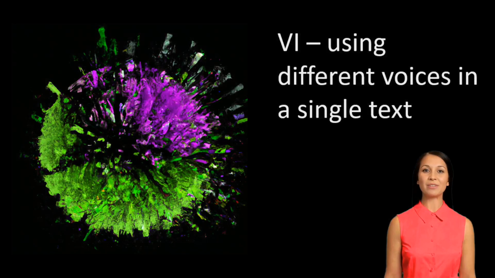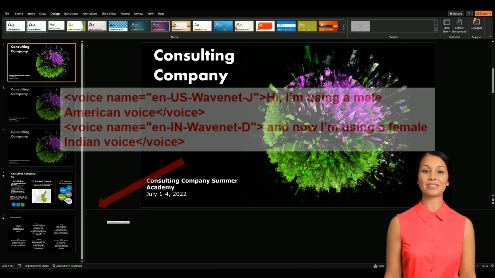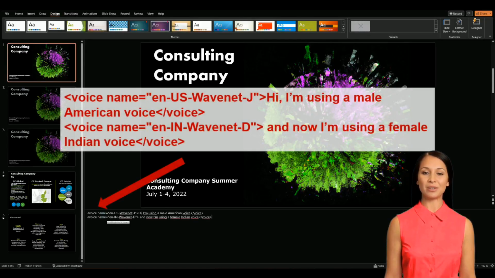Let's see how to use different voices in a single text. You can use different voices in a single text. For example, to generate a conversation between 2 persons or to handle several languages in the same sentence. For that purpose, you can use SSML tags directly in the notes section and the voice codes found at the same address as we've seen before. Here is an example of what we can write in the notes section with SSML tags.